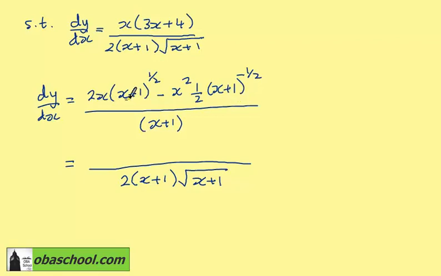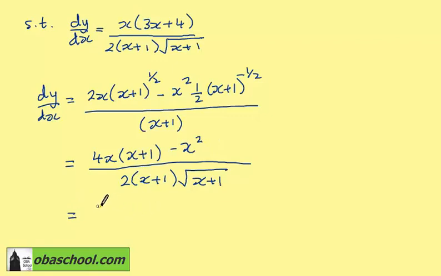If we multiply this by 2 root x plus 1, which remember is 2 times (x + 1) to the half, the 2 times 2 gives me 4, and (x + 1) to the half times (x + 1) to the half gives me x plus 1. Over here, 2 times a half will cancel, so I'm going to have x squared, and (x + 1) to the half times (x + 1) to the minus a half will become 1.